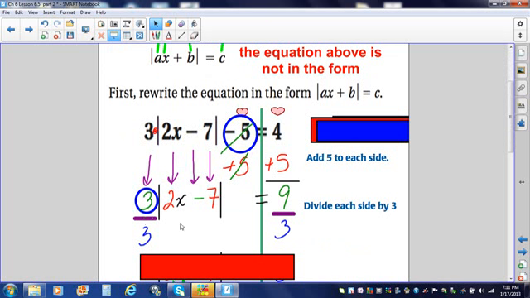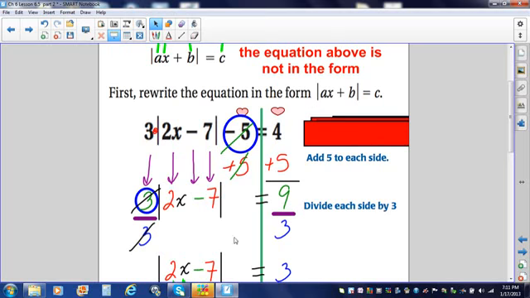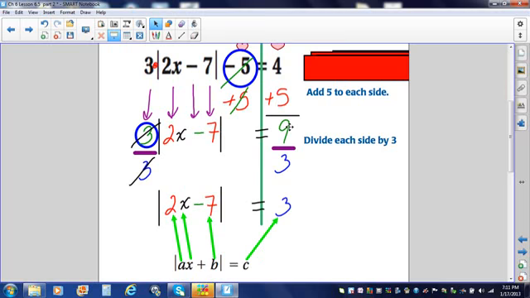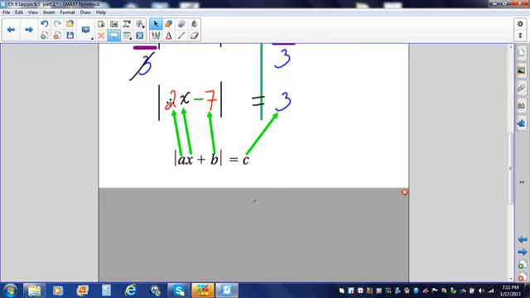So I'm going to divide this by 3, and I will divide 9 by 3. Divide both sides by 3. These will cancel. I have |2x - 7| = 3. Why? 9 divided by 3 equals 3. Now, you should be able to see that we have ax + b = c. My a is a coefficient of 2. There's my variable. My b in this case is going to be negative 7, and I have 3 as my c.